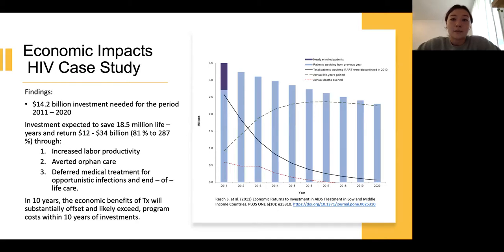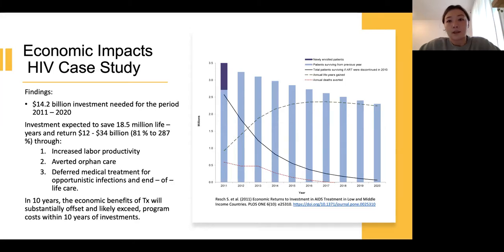Looking back at the HIV and AIDS epidemic, we researched the economic impact and investments needed to bring treatment to low and middle income countries. Through a study done by Boston University in 2011 by Risch, this study found that a $14.2 billion investment was needed for the period of 2011 and 2020. However, this investment led to a return that saved 18.5 million life years, a $12 to $34 billion return, and these investments in antiretroviral drugs increased labor productivity, averted orphan care, and deferred medical treatment for new infections and end-of-life care. In the 10 years, the economic benefits of treatment substantially offset the program cost.